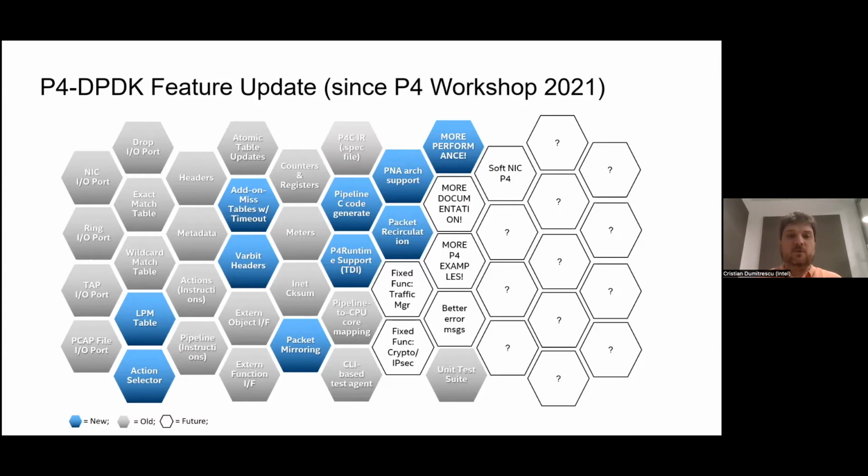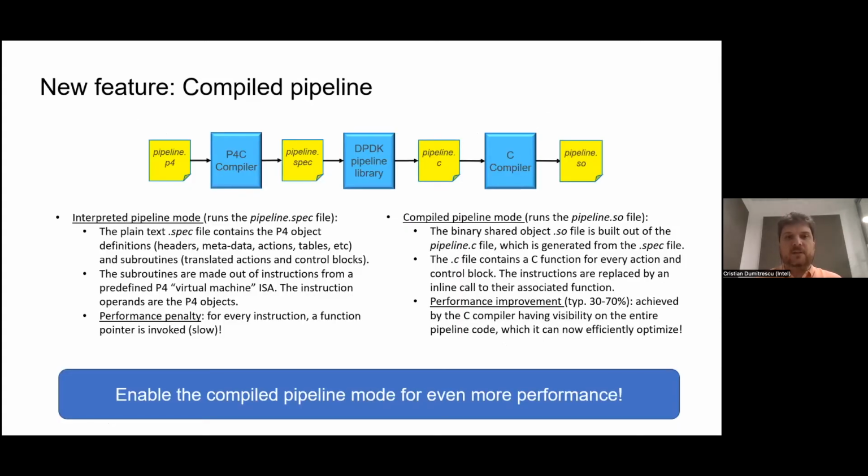We implemented support for var-bit headers, for packet mirroring and recirculation, for P4 runtime support based on the TDI, table-driven interface, which is also hosted on p4.org GitHub. And also a lot of work on supporting the PNA architecture, and a lot of work to support more performance by using this compiled pipeline mode that I'm going to talk about in a few minutes on the next slide. This is a new key feature that allows for much better performance of the pipeline implementation. And the way it's done is by simply, instead of using this specification file and working in the interpreted mode, where we simply execute instructions by executing a function pointer for each of these instructions that we have in that program.